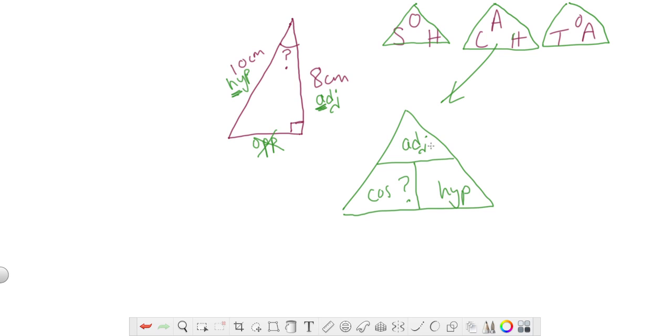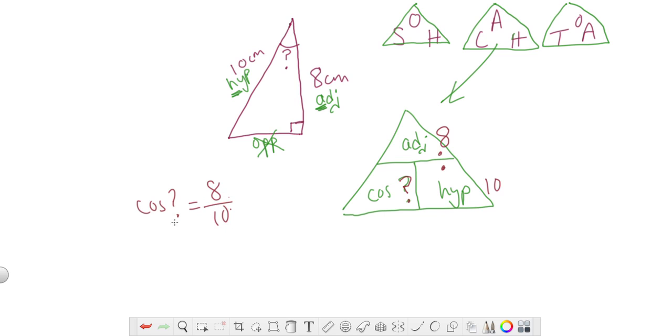Right, what do we know? Adjacent is 8 centimeters. Hypotenuse is 10 centimeters. And this question mark, we're trying to find out the angle. So what maths do we do now? We do 8 top to bottom, not bottom to top. 8 divided by 10 gives you cos angle. Where did this come from? This just came from the triangle. I've just copied the red writing over here.